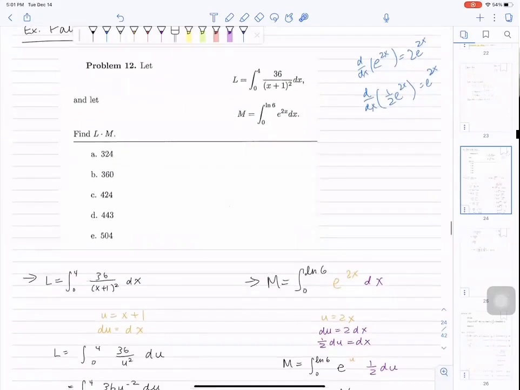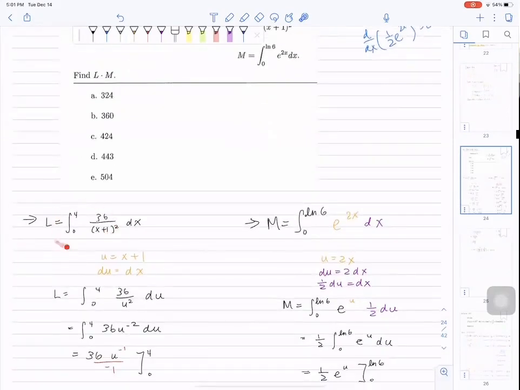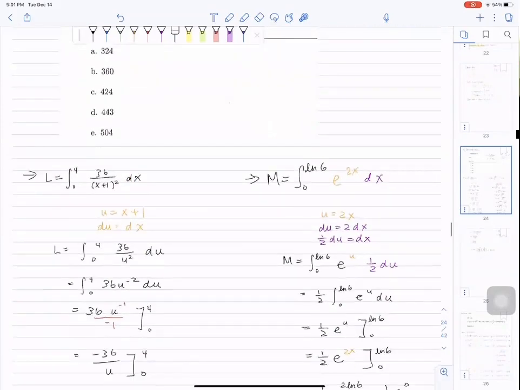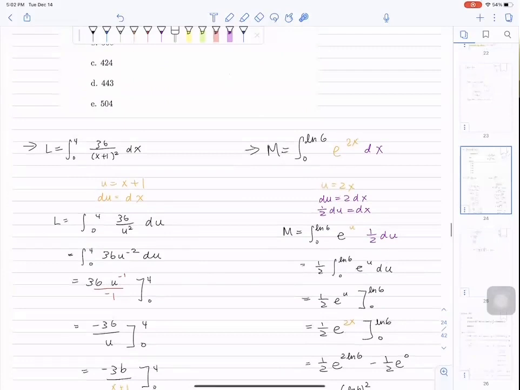So let me explain. Let's look at L first. So L is this integral. Let's choose u equals x plus 1. So du equals dx. We want to plug in u's and du's. So this x plus 1 becomes u squared. Dx was just du. And now I like to move this exponent up so that it's u to the -2.